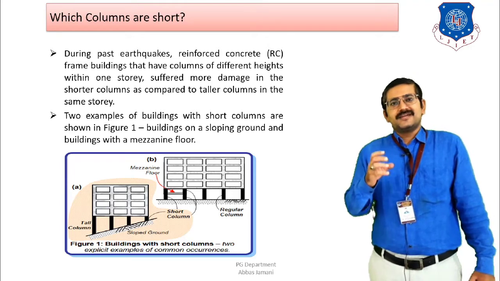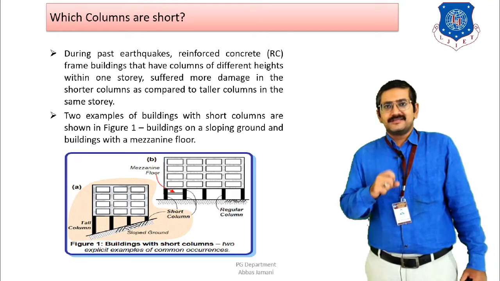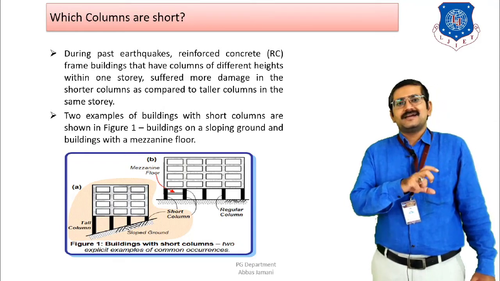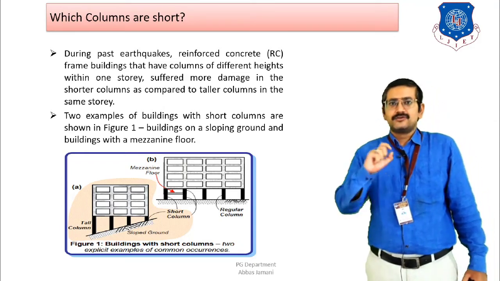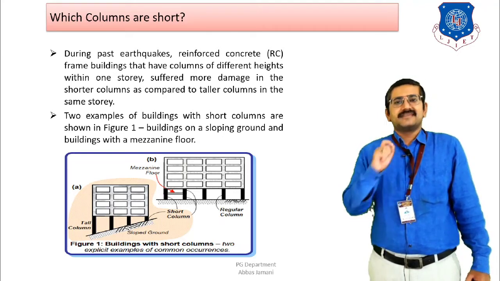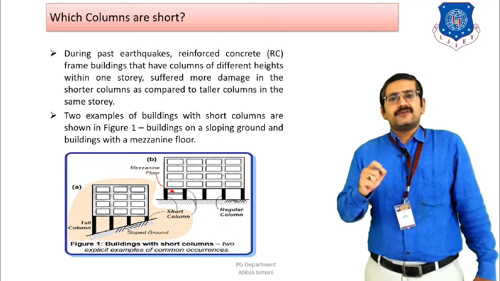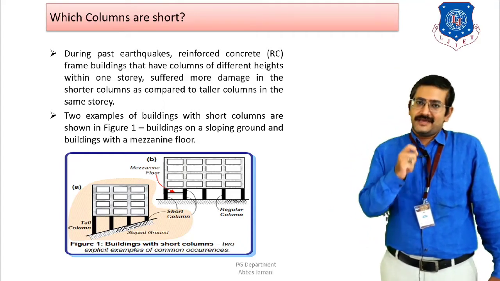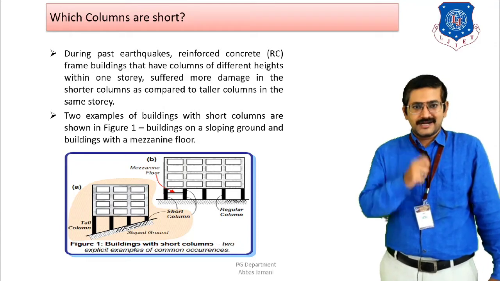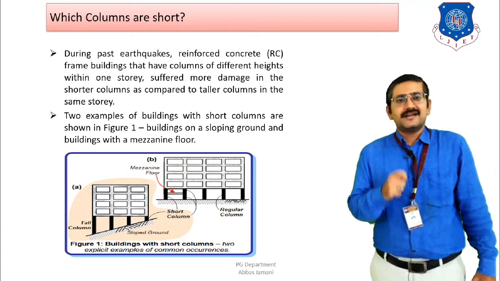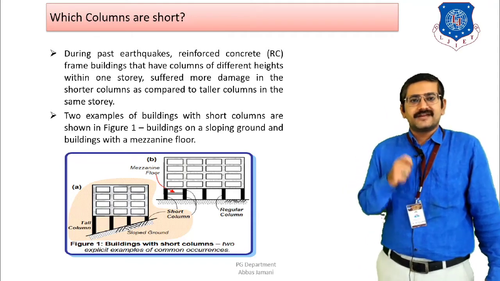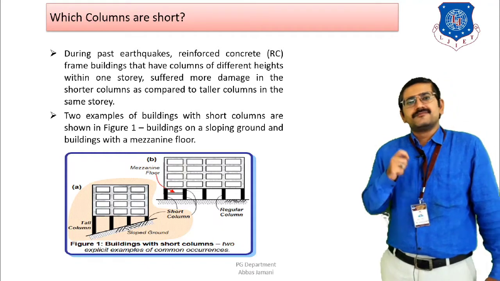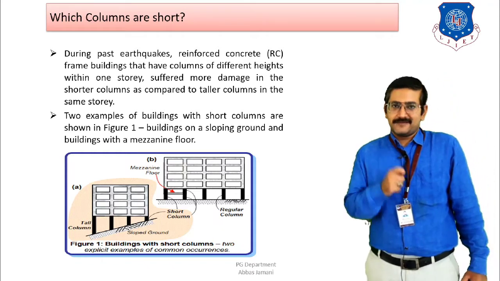For example, I am talking about a ground story building. There, I have some columns whose height is larger as compared to the other columns. That is, two different heights of columns are there at the same story, right? The performance of these types of buildings when subjected to lateral load is not good. As a result, during past earthquakes, reinforced concrete frame buildings that had columns of different heights within one story suffered more damage as compared to other types of buildings, right?